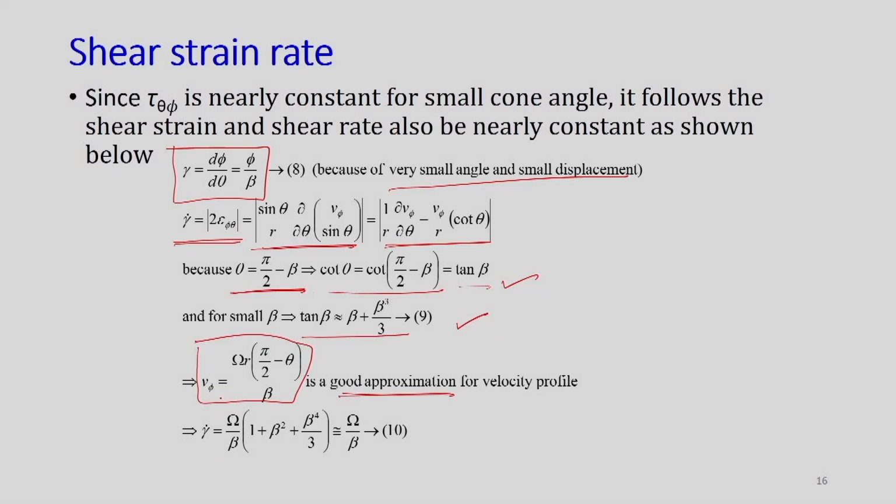Then you make use of this v phi information in the expression gamma dot is equal to 1 by r dou v phi by dou theta minus v phi by r cot theta, and simplify. You will get gamma dot approximately equal to omega by beta. So, using this, one can obtain the shear rate information from the angular velocity of the rotating part of the geometry in a cone and plate viscometer. Now we will see an example problem and how we can get the shear stress versus shear rate information, or rheological behavior of a fluid, using this cone and plate rheometer.